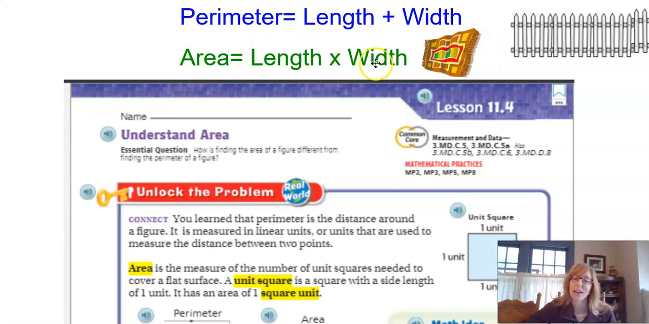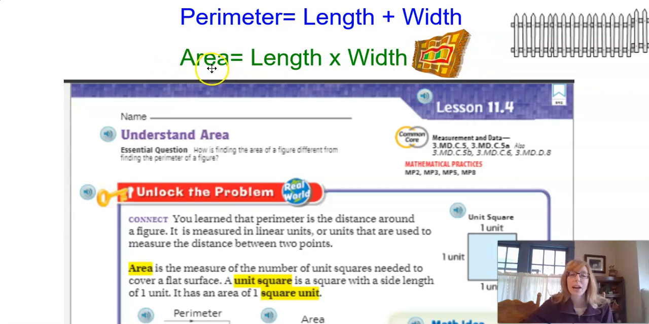Area is the length times the width. Okay, area is the inside space, the carpet area, which is why I put a carpet here so you could see that it's covering something. So this would be an area rug that you would put on your floor. So area, think of an area rug in your house, okay? So area and perimeter are definitely different.